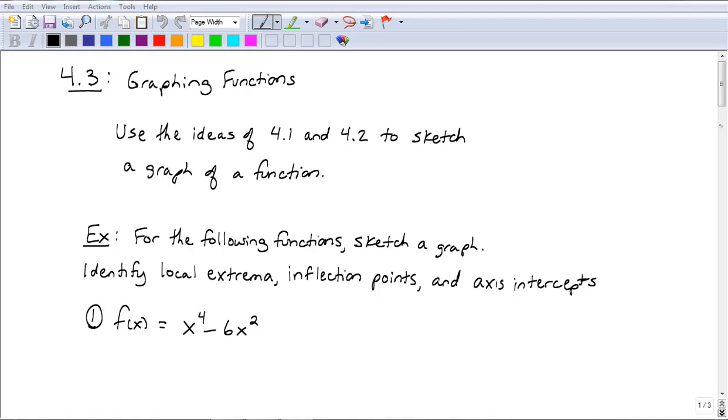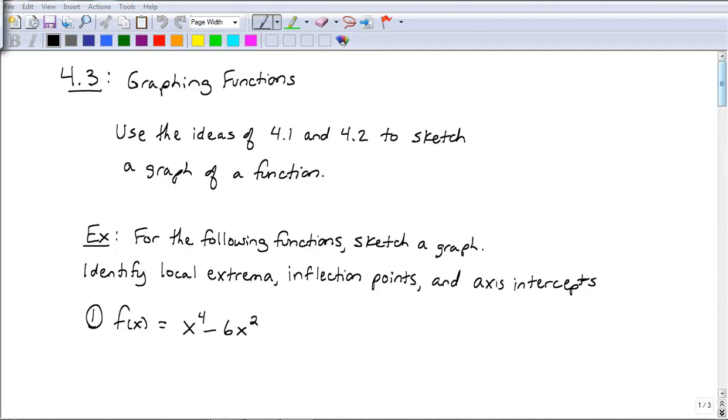4.3 is really just more practice using the ideas you learned in 4.1 and 4.2. What we're going to try to do is sketch some graphs using the properties that we found from the calculus. So as you work through problems in 4.3, you should really just treat them as practice for the stuff that you've already learned in the previous sections.